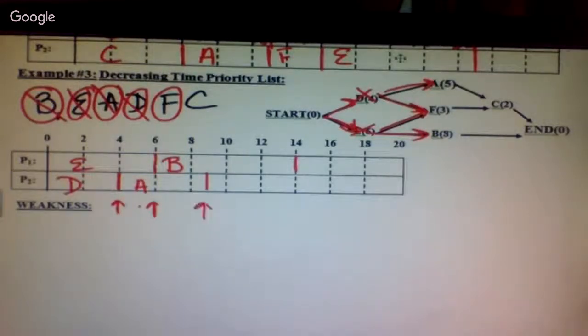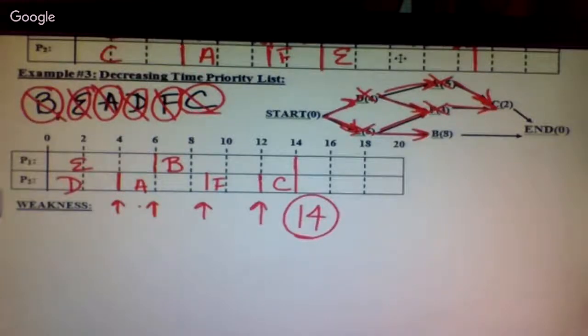At 9, A is finished. Is C ready yet? No. But I still have F that's ready and can be done. So we schedule F. That starts at 9. We're going to finish at 12. At 12, F is now finished, which leads into C. Is C ready now? Yes, so it's ready, and we're going to go ahead and schedule it, and that takes me to 14. There is no idle time. No idle time on this one.